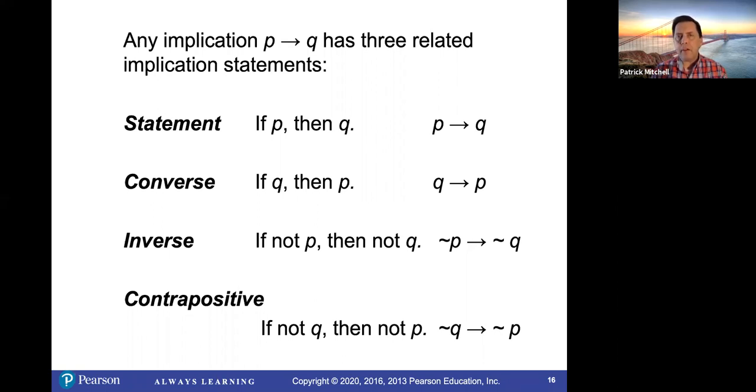Think about, does that have the same meaning as the original statement that I made earlier? If you get the tattoo, then I will give you an A. We will answer that question in a little bit, by the way.